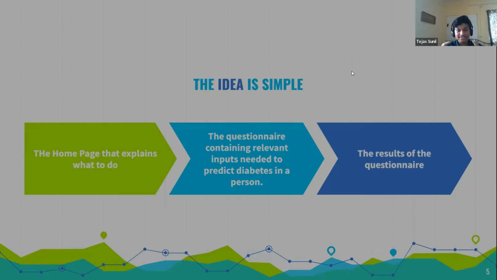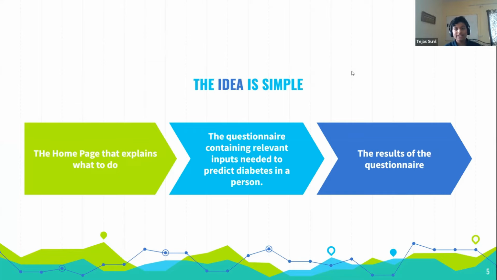The idea is simple. You go to an application where at first you reach a homepage that tells you what the app is about. Moving on, it takes you to a questionnaire where, after answering a few details, it takes inputs relevant to diabetes. After you submit those inputs, it then gives you the result of the questionnaire.